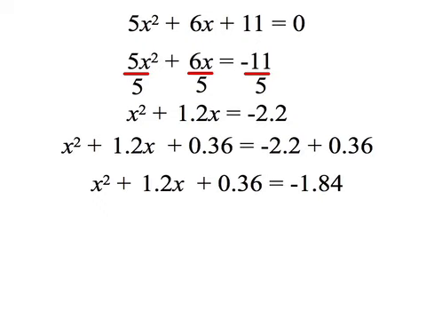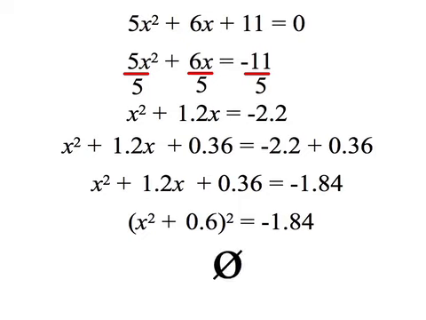And then, since we understand completing the square, we know that the trinomial on the left can be rewritten as the square of the binomial x plus 0.6. And now it's time to take the square root of both sides. And just like we did when we had the quadratic formula, we can't take the square root of negative 1.84. So we stop right there and we say there's no solution to this equation.